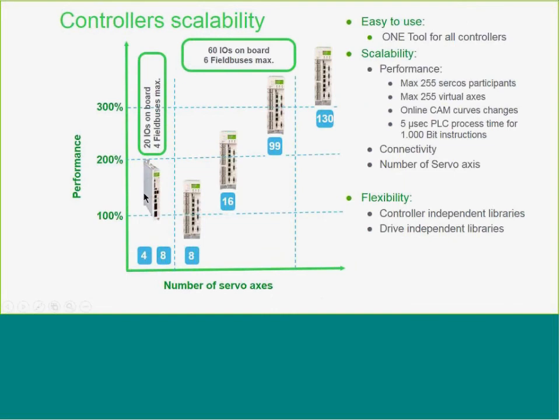These are our high-end packaging solution controllers. This comes from the Elau acquisition. We have 4-axis, 8-axis, all the way up to 130 axes of centralized coordinated motion control system. This gives you some examples of 255 SERCOS participants, so we can communicate to the different third-party SERCOS 3 products. These are SERCOS 3, Ethernet-based protocol connectivity for I/O and motion control. We have online CAN generations, 5 microsecond PLC process time for 1,000-bit instructions, and easy connectivity. We have a variety of fieldbus connectivities we can do with this controller.